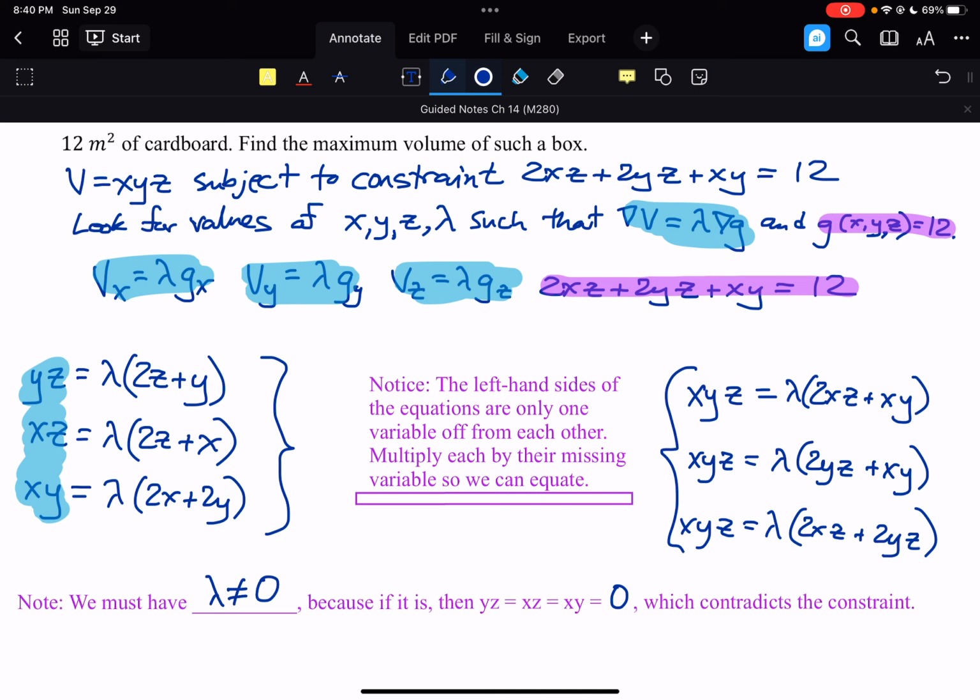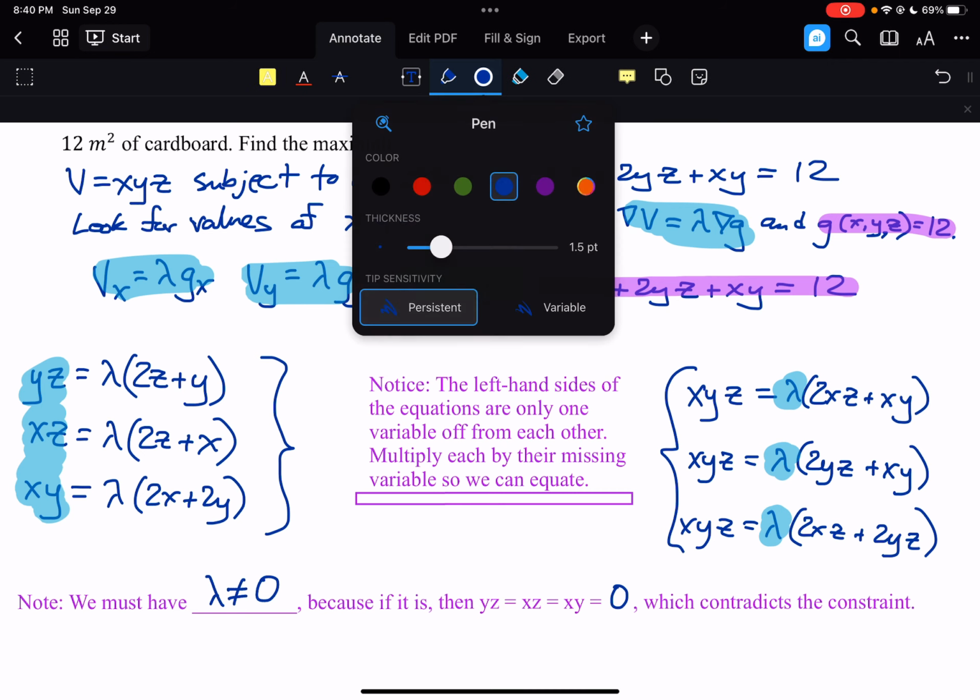Okay, so why does that matter? Well, because as soon as we set these equal to each other, I'm going to want to get rid of that lambda and divide it away. But we can only do that if we know that it's not 0. Because if lambda could be 0, then we could be making an algebraic error.